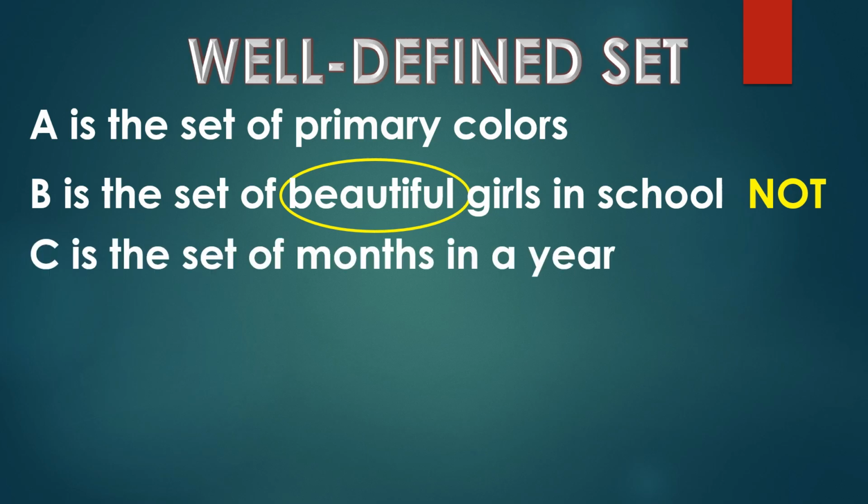C is the set of months in a year. This is a well-defined set. Can you give the different months in a year? The elements of set C are the months from January to December.